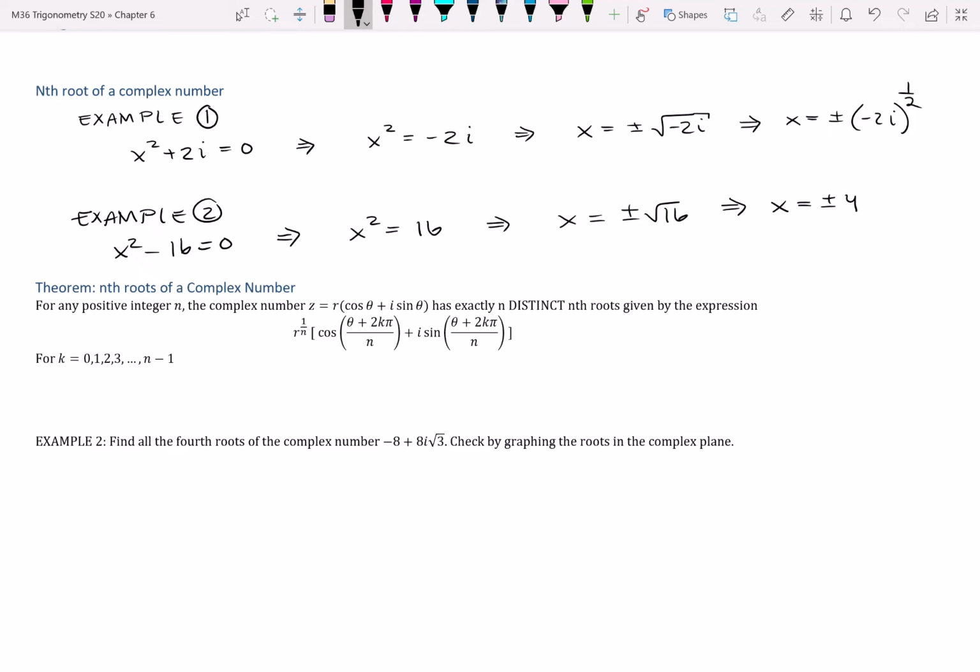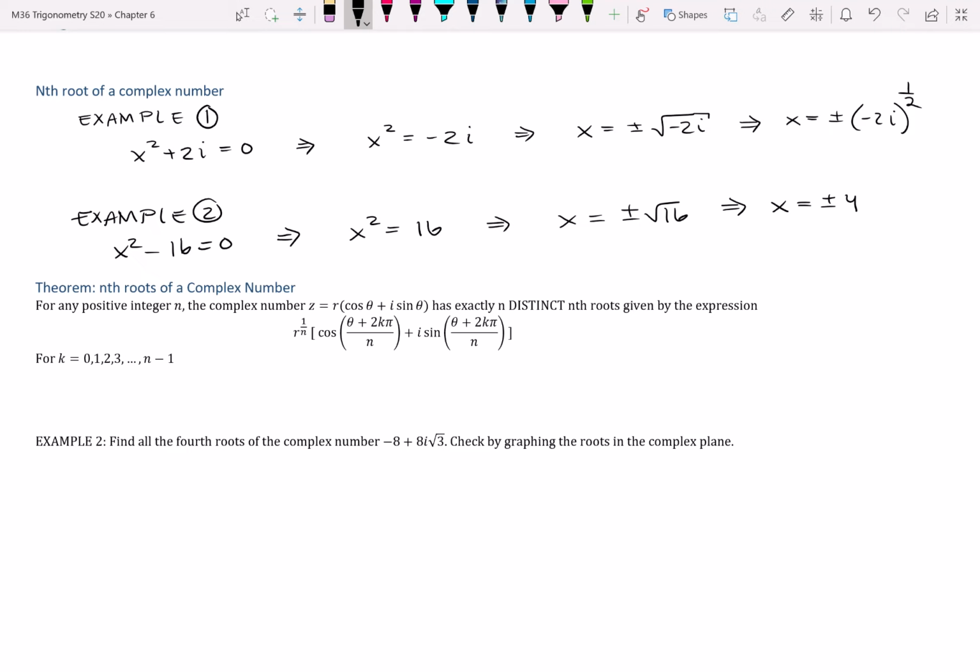And so that's what the next theorem is about. The theorem is called the nth roots of a complex number. So it's not a very creative title, but it talks about if you have a complex number raised to some power, and again, the nth roots, like the square root or the cube root, then how do we actually evaluate this?